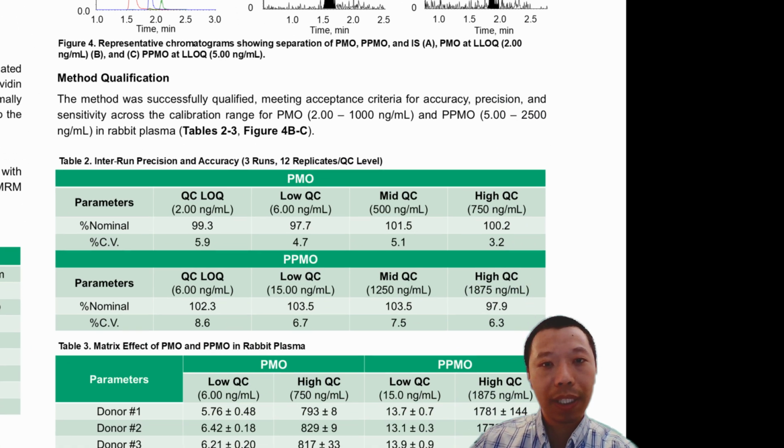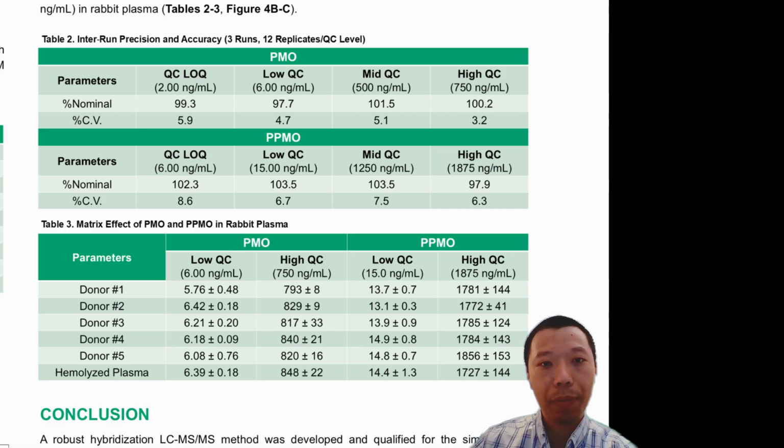The method was successfully qualified over the calibration range of 2 to 1,000 nanogram per mL for PMO and 5 to 2,500 nanogram per mL for PPMO. As summarized in Table 2, the method demonstrated good accuracy and precision across all QC levels. For PMO, the accuracy ranged from 97.7% to 101.5% with precision below 6%.